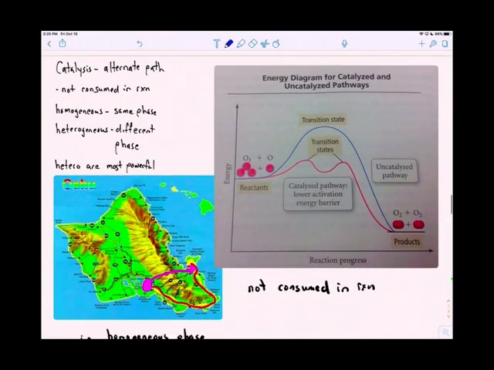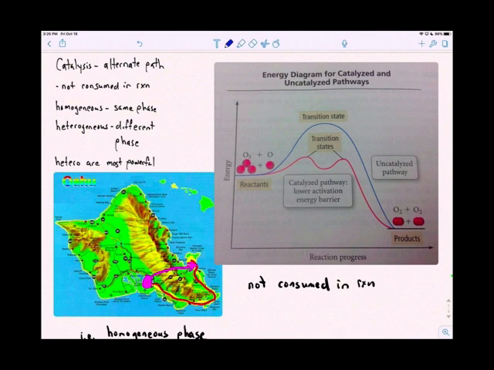Okay, so catalyst. We talk about reaction rates and catalyst. A catalyst can provide, among other things, an alternate path. A catalyst is not consumed in the chemical reaction. It is either not consumed at all or it's regenerated. So it can be homogeneous, which is the same phase, or heterogeneous, the different phases. Of them, heterogeneous catalysts are the most powerful in terms of increasing reaction rates.